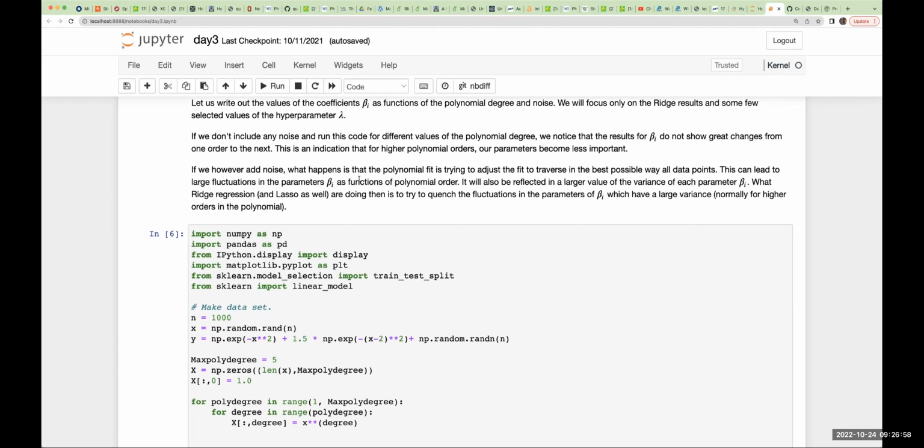And that can lead to large fluctuations in the parameters beta I. And this is also reflected in a larger value of the variance for each parameter beta I. And what Ridge regression and also Lasso as well are doing is then to try to quench these fluctuations in the parameters beta I, which have a large variance. So let me try to show this by looking at a figure, and then we're going to run the code afterwards. So let me see if I can explain this in simple ways, what is going to happen. Because this is related to the problem of overfitting and underfitting, which is coming pretty soon.